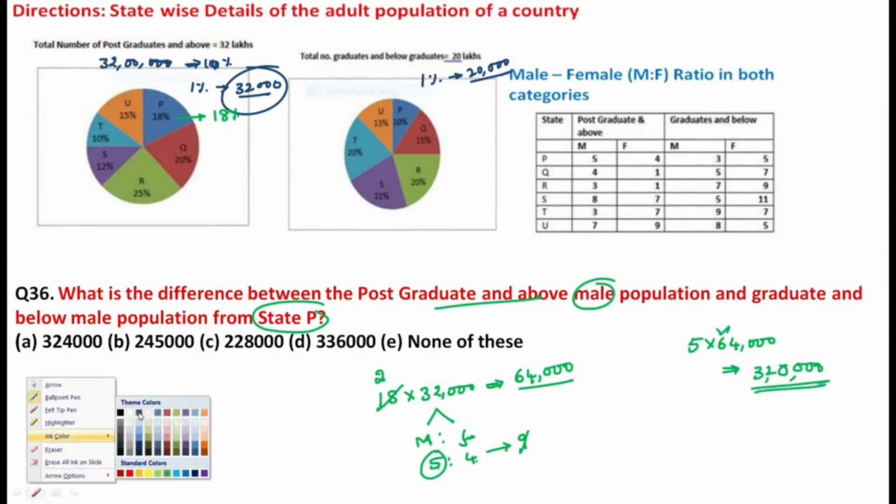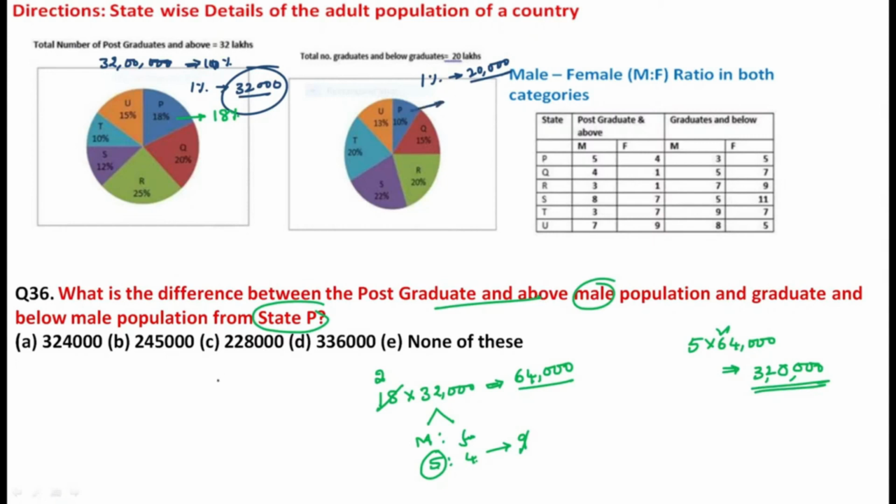Now the other one, you need to calculate in the same way. 10% is equal to 2 lakhs. Now the respective male to female ratio of graduate and below is 3 is to 5. There are 8 members. If you have 8 members, males are 3, females are 5. Now 8 becomes 2 lakhs, so 8 into 25,000 is 2 lakhs, so each unit is equal to 25,000.